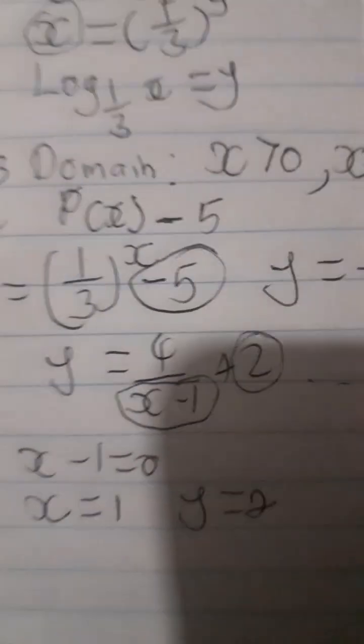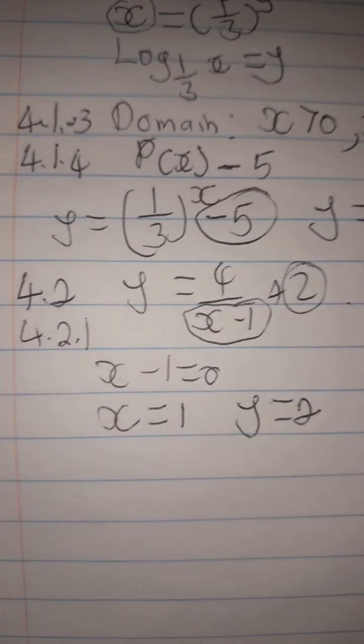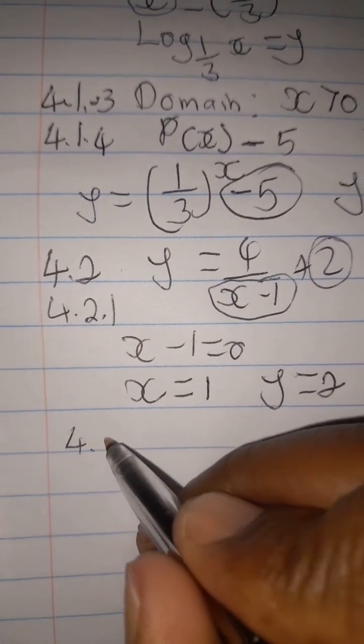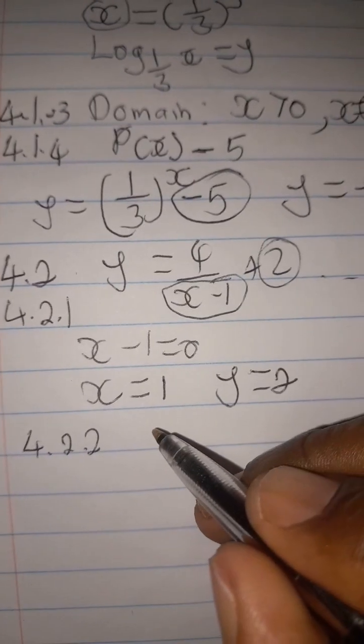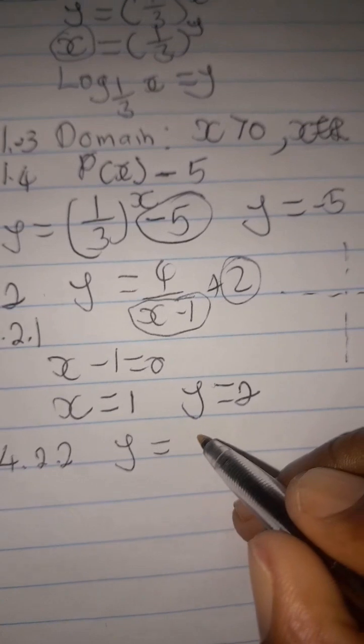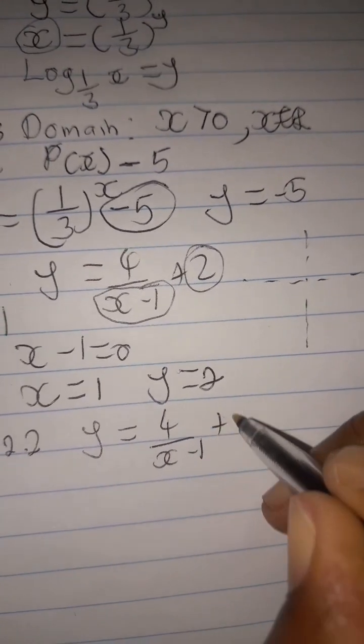Calculate the x-intercept of f, 4.2.2. All right, this one that we were dealing with was 4.2.1. Now we are dealing with 4.2.2. They want the x-intercept of f. So let's write the equation. Remember that it's y is equal to 4 all over x minus 1 plus 2.